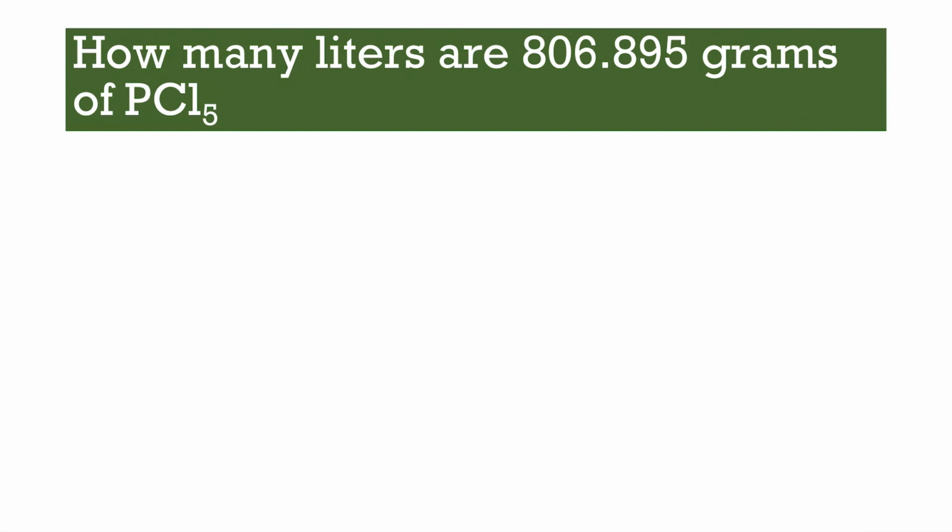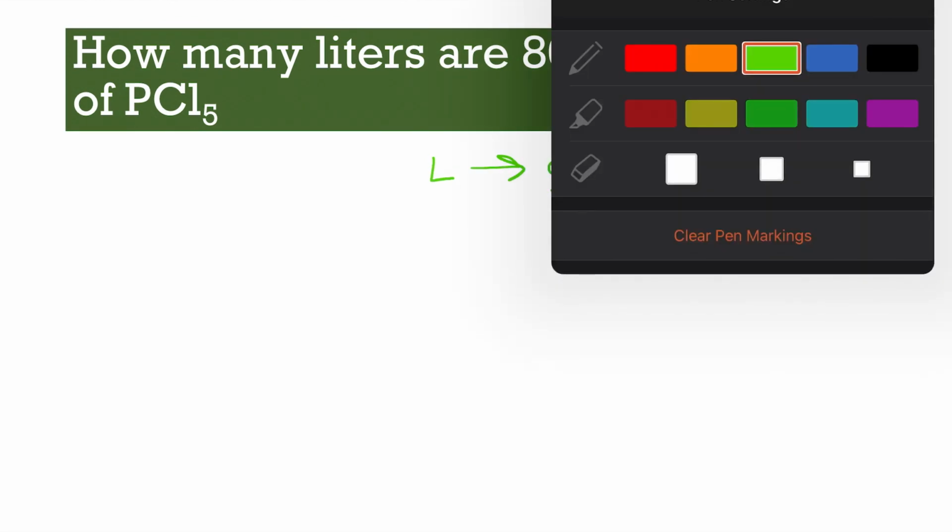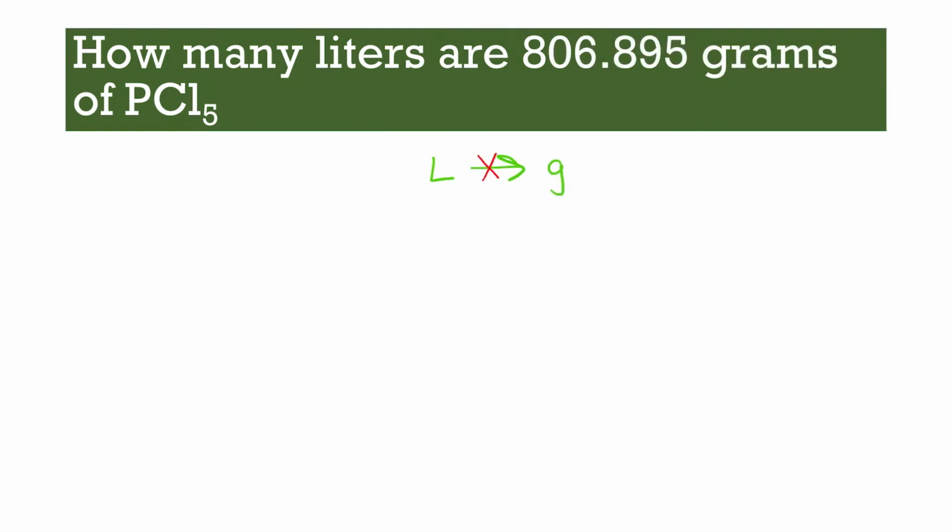So if we're going to do this question, how many liters are in 806.895 grams of PCl5? So you want to go from grams to liters. Now, the problem is we can't go directly from grams to liters. You have to go from grams to moles, and then from moles to liters. So that's where that extra step comes into play. And so let's go ahead and do that.